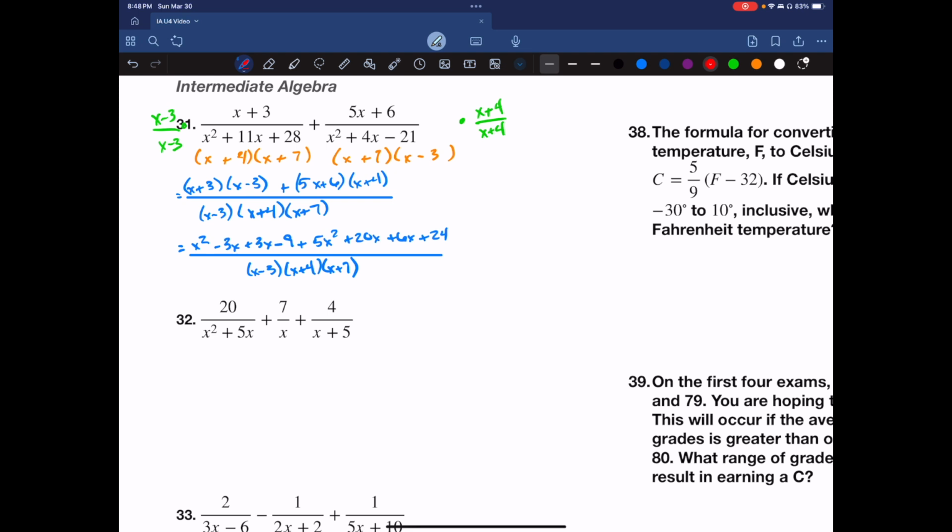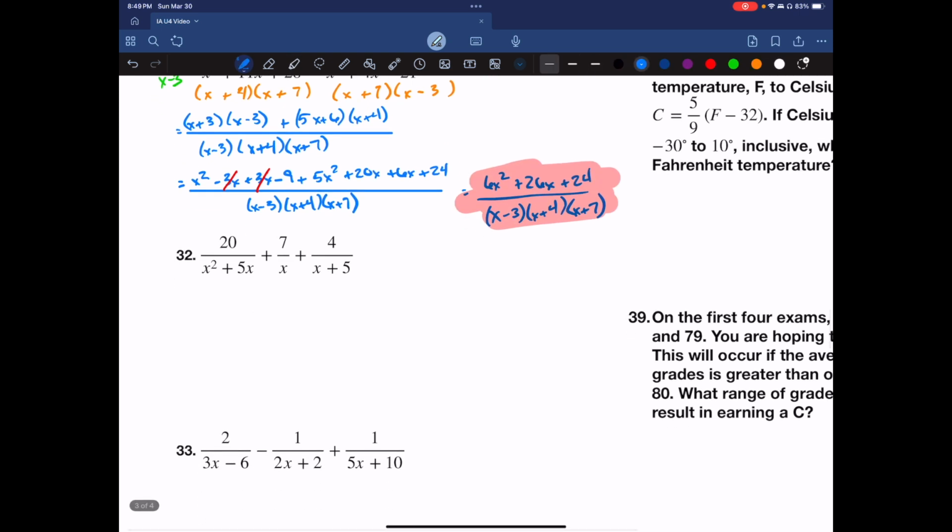Okay, now let's see what I can get rid of. I have minus 3x plus 3x, and that's as much as I can get rid of, but I can combine the rest. I got x squared and 5x squared. That's going to be 6x squared. I got 20x and 6x is going to be plus 26x plus 24, over x minus 3, x plus 4, x plus 7. It will not factor any further. You could try to factor the top by AC method, but it's not going to work. So that's going to be your answer.